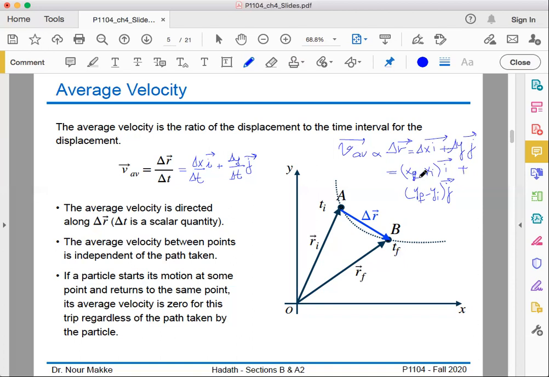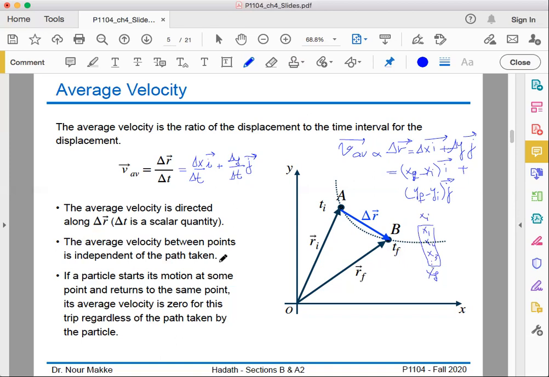Whenever the particle moves from X initial to X final through different X, for example, the particle moves through X1, X2, X3, etc. up to X final. So these X1, X2, X3, all the intermediate steps that the particle follows between X initial and X final do not enter into this expression. And this is why the average velocity only depends on the initial and the final points, and it is independent of the path taken between the 2 points.